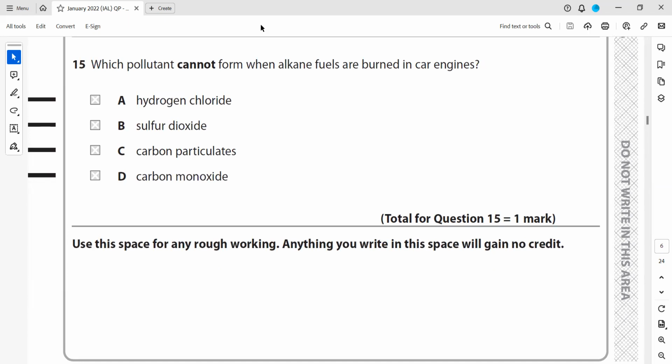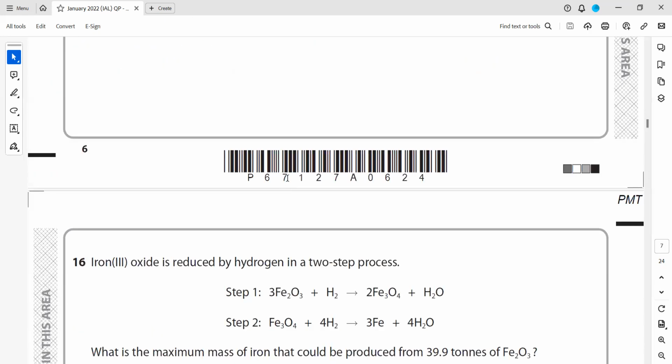Which pollutant cannot form when alkane fuels are burned in a car engine? When we have alkane, for example octane, and we burn it, because these fossil fuels contain traces of sulfur, sulfur dioxide can form. Carbon particulates can form due to incomplete combustion. Carbon monoxide is also from incomplete combustion. But there is no chance of hydrogen chloride forming by burning hydrocarbon, because chlorine is not there, so there is not a single possibility of hydrogen chloride formation.